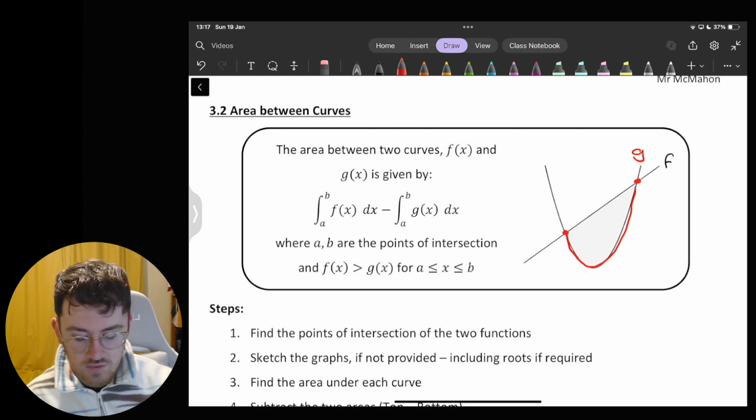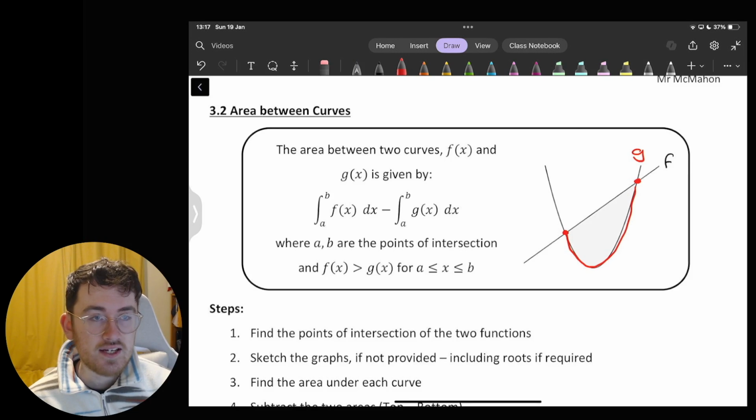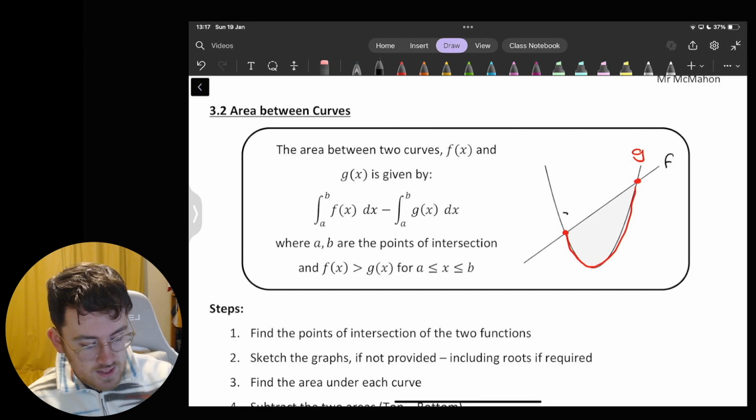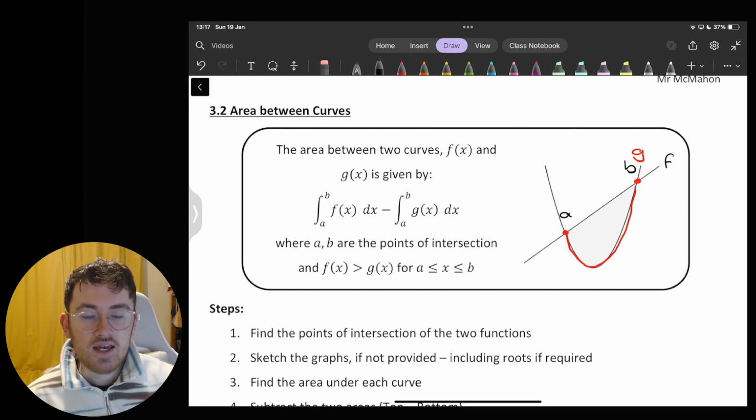Okay, so if I'm looking for the region enclosed between two curves, I need to know which curve is on top and which curve is on the bottom. And then to find that area, I integrate each function between the two bounds, a and b, where in this case a and b are the points of intersection. And I will subtract the area from f minus the area from g. Okay, and that will give me my points of intersection here.